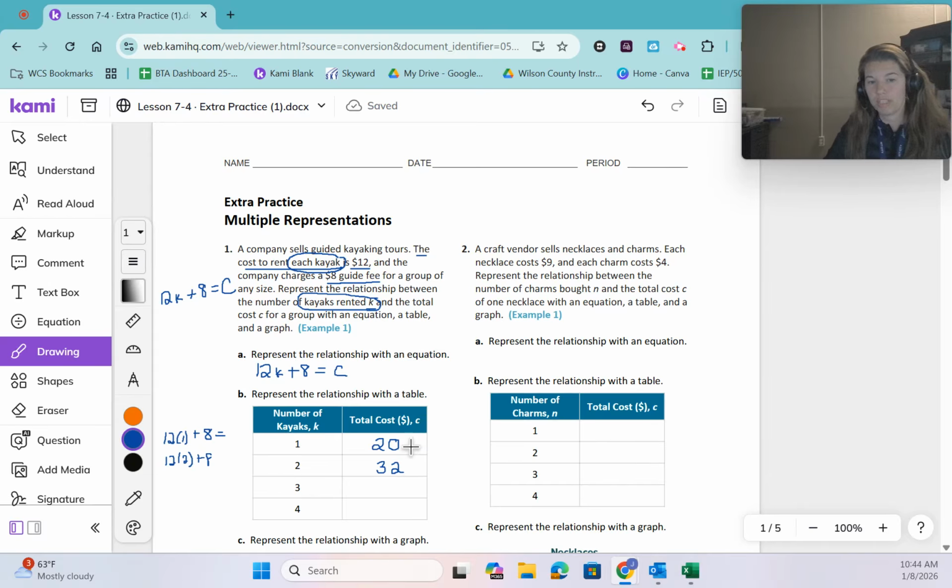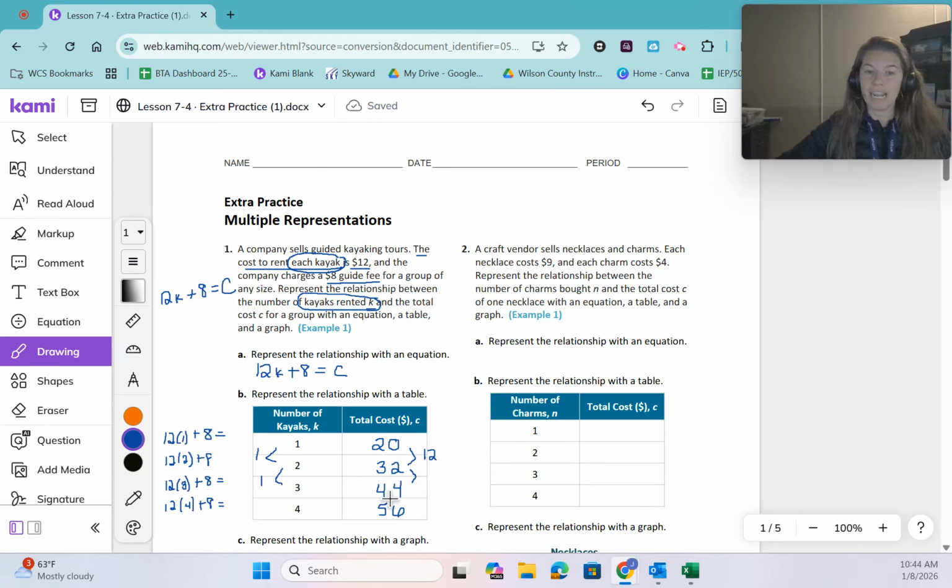You'll also notice that your cost goes up by 12 each time because the cost for each one additional kayak is, you guessed it, $12. So that means this is going to be 44. And I can check that: 12 times 3 is 36 plus 8 equals, in fact, 44. And it's going to go up another 12, to 56. And you can check that again: 12 times 4 plus 8 equals 56.